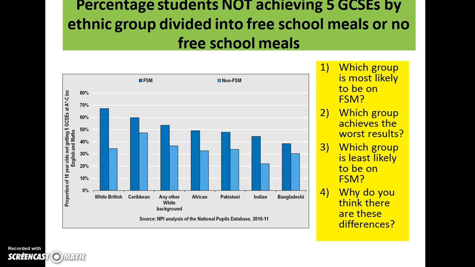I'd like you to have a look and see which group is most likely to be on free school meals, which group achieves the worst results, so which do we see is the lowest achieving. So remember, you're looking at a taller bar to think about who is the lowest achieving, because this graph shows the number of people who have not achieved 5 A star to C GCSE. I want you to have a look and see which group is most likely to be on, least likely to be on free school meals, and why you think there are these differences overall between these groups.